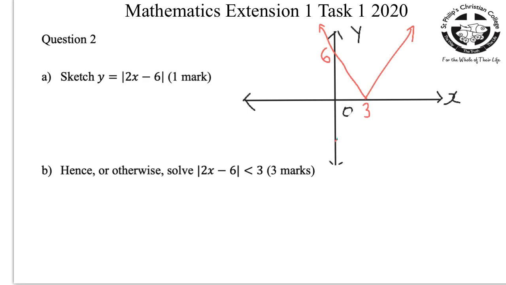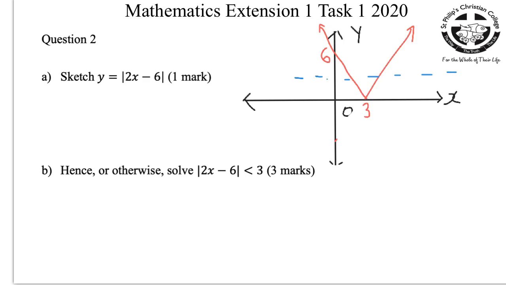Hence or otherwise solve the absolute value of 2x minus 6 is less than 3. Now what we could do here, we could go dot some line in here. And that line is y equals 3. And essentially what we're looking for is where is our red less than our blue dotted line, and clearly we can see that's going to be an in-betweener.